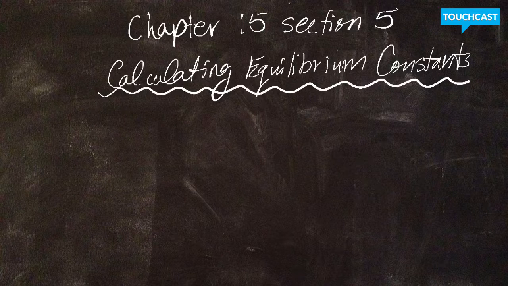The whole purpose of Section 5 in your textbook is being able to calculate that darn equilibrium constant. So we are going to start off really easy. We're going to start off with calculating the equilibrium constant when you know the concentrations of all of the reactants and/or products at equilibrium.